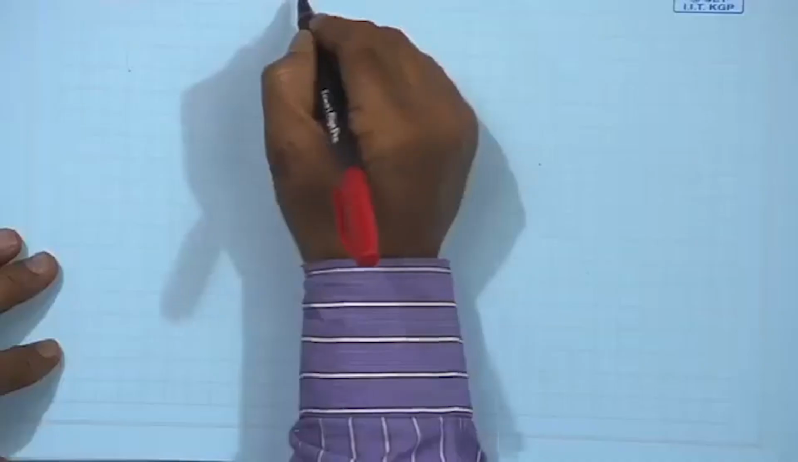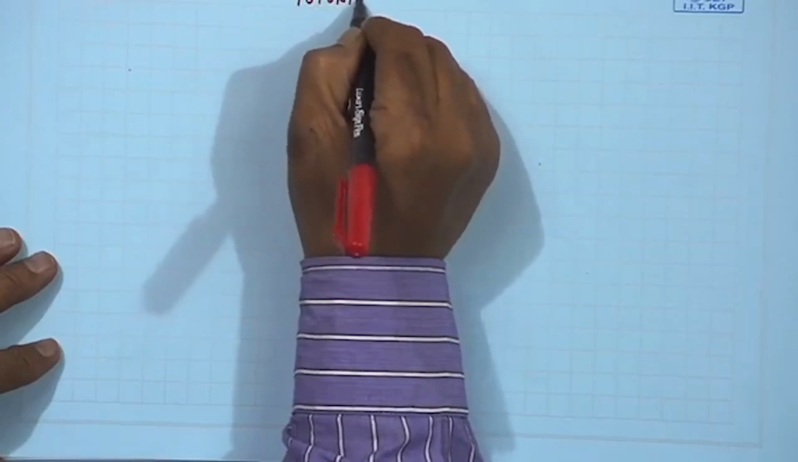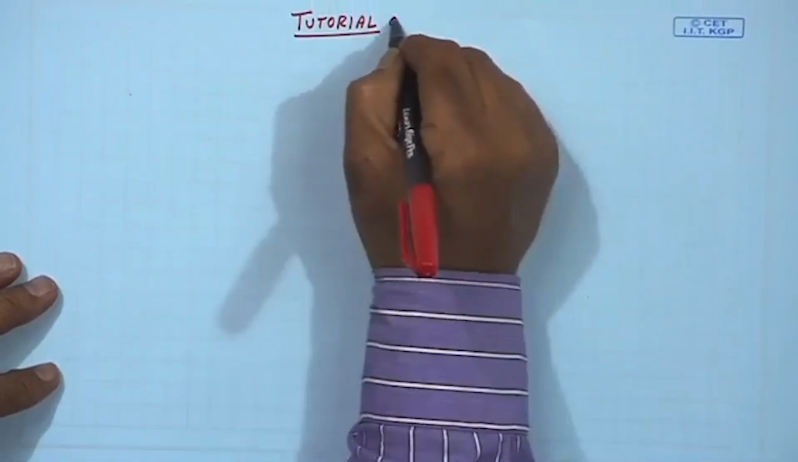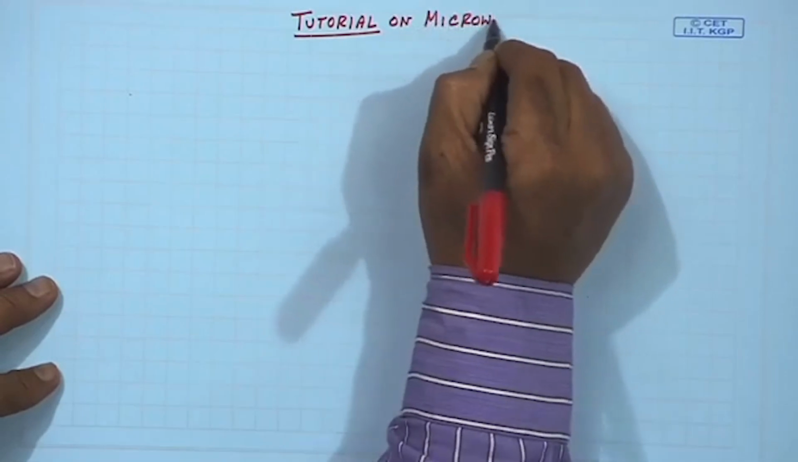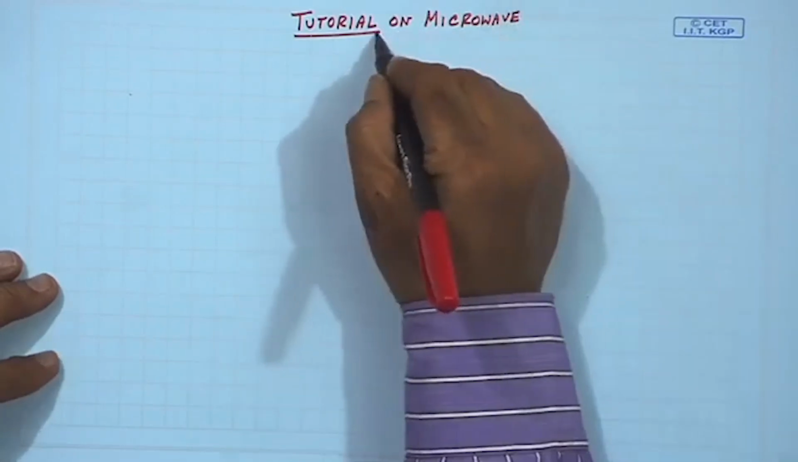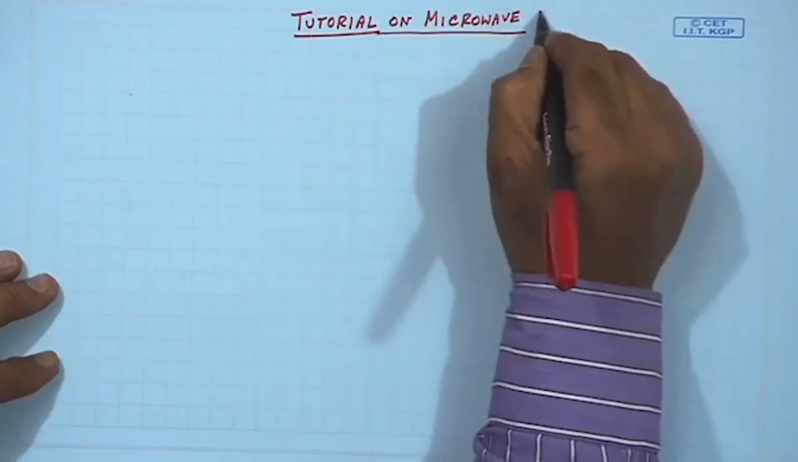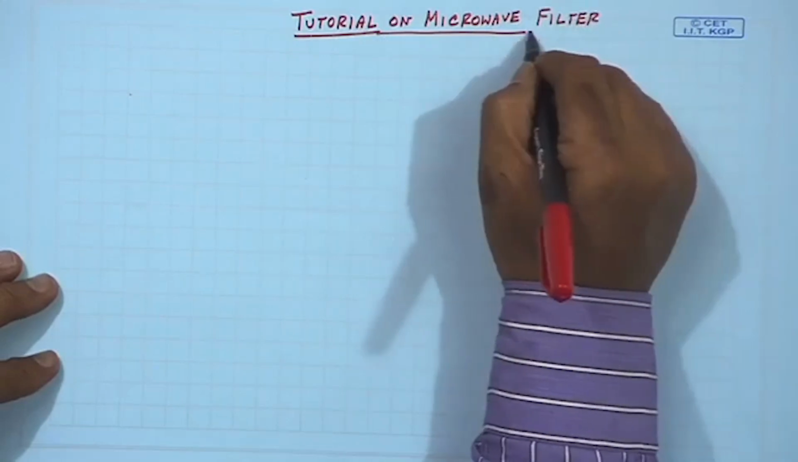Okay, so we come to this final lecture on microwave filters. Here we will see some tutorial problems. We have seen a long journey. We started from the image impedance concept and how, based on image impedance, the low frequency filters were designed.